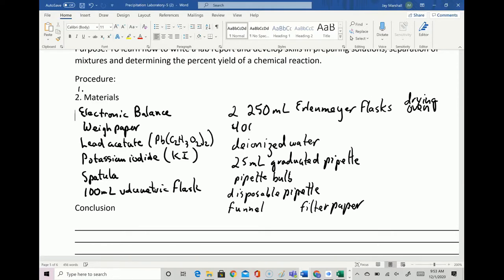I need to keep this here, and what I need to do is put a single line through it and then write the thing down that I'm supposed to use, and I'm supposed to initial it and then date it.